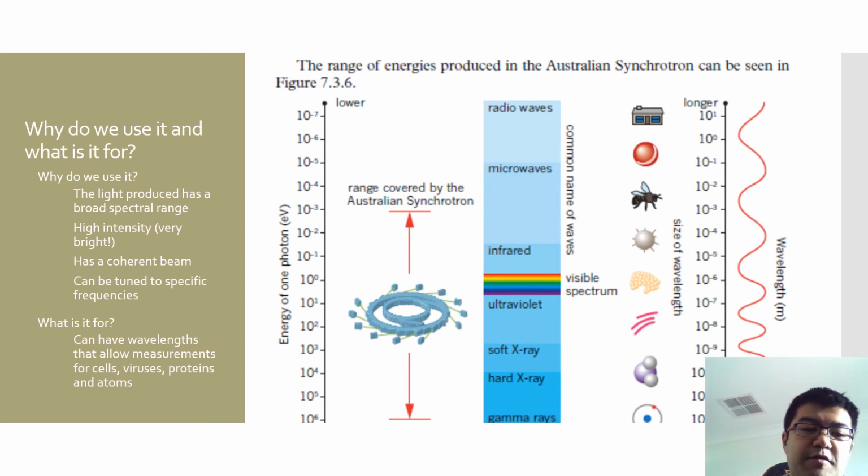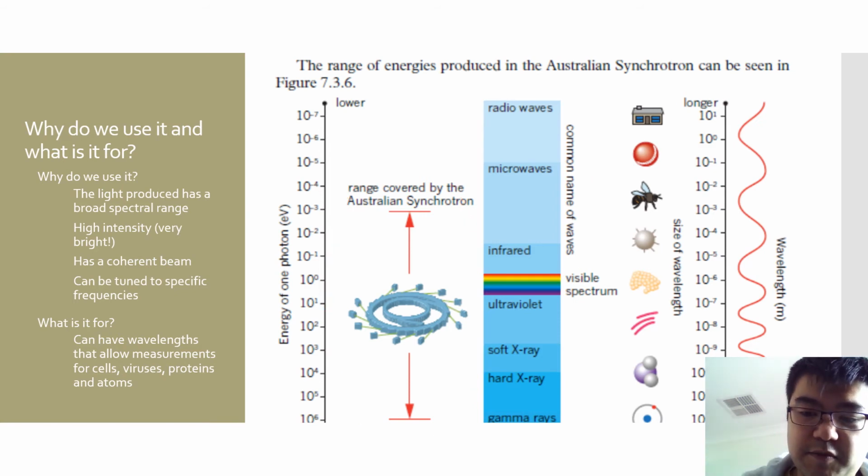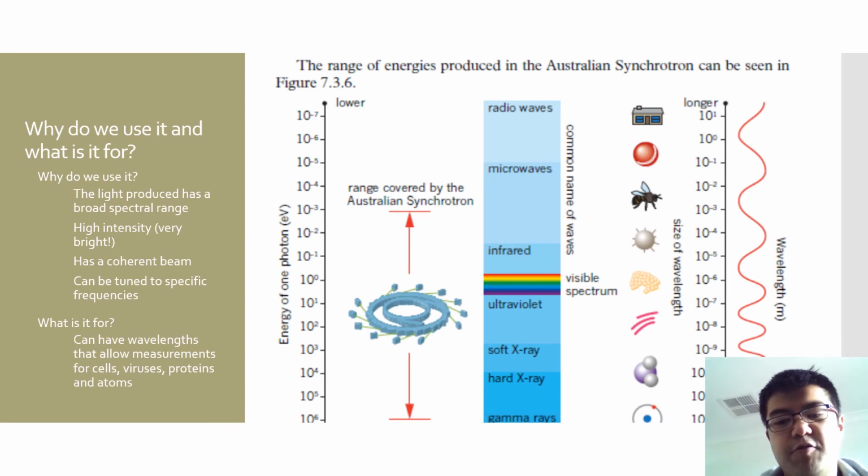So why do we use it? The light produced has a really broad range. So this is the range, and we can see everything from this section downwards. So as you can see, we can see stuff that's really small. So let's say you go down, here's a fly, the next one there is a microbe, and then you can keep going down, you can see down to an atomic level. If you can see cells, viruses, proteins, atoms, then you can do various things.